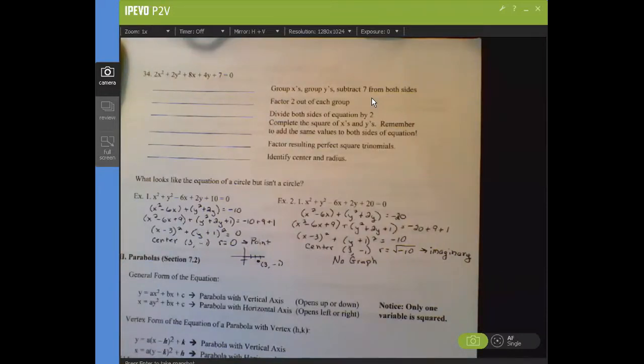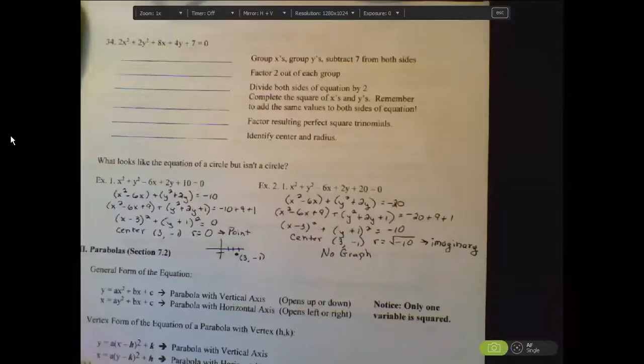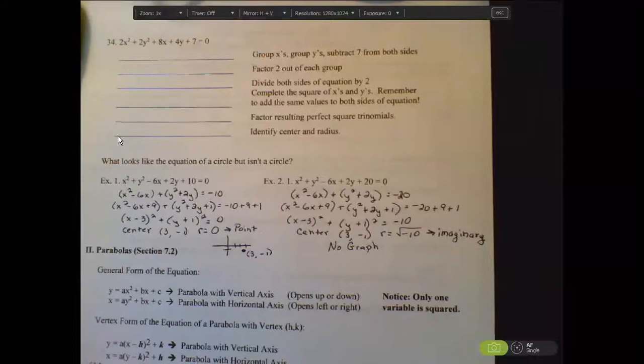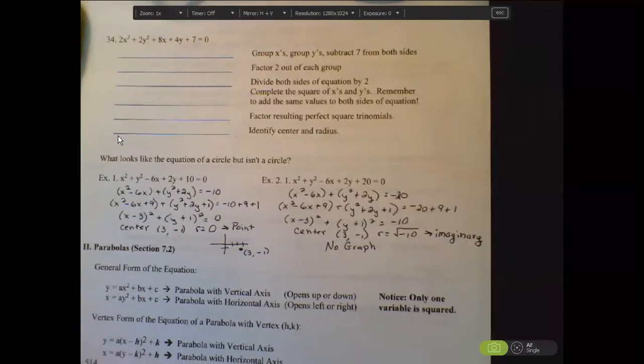Did you run across any other circles that bothered you? Problems about circles? So we're all good on circles? I think I'm okay. All right. Then let's mention parabolas.